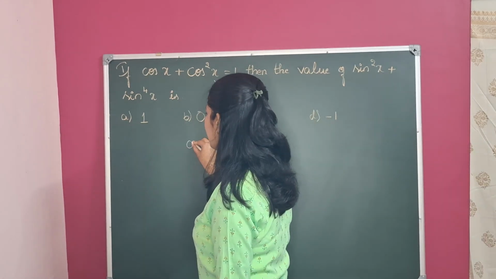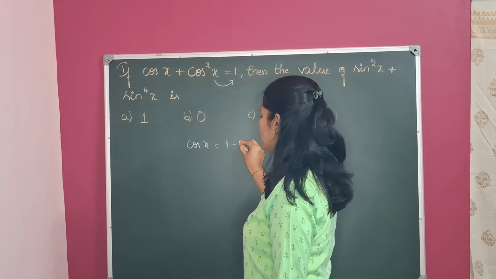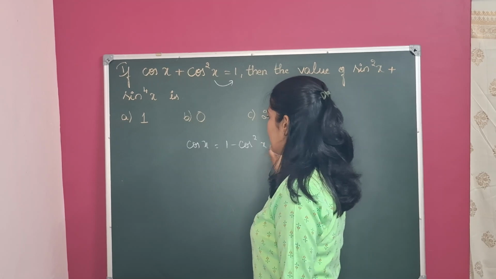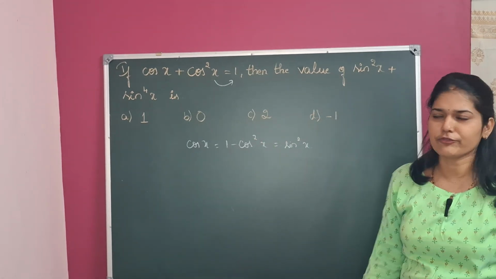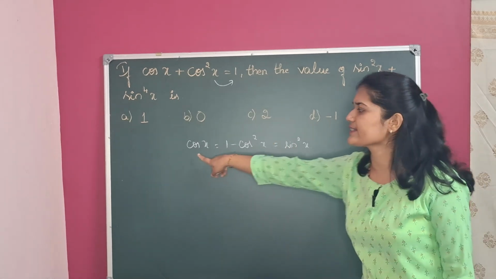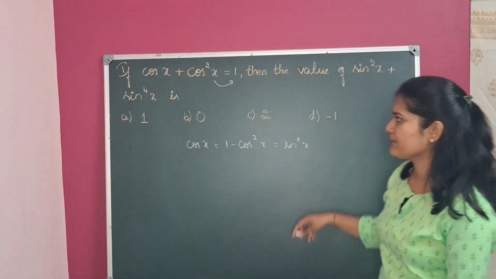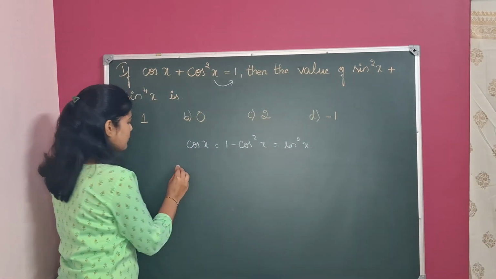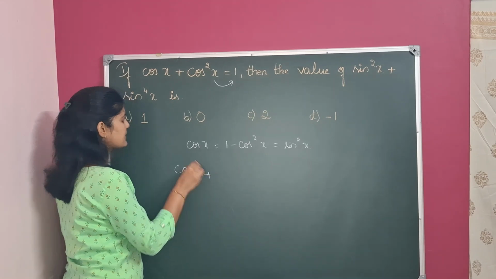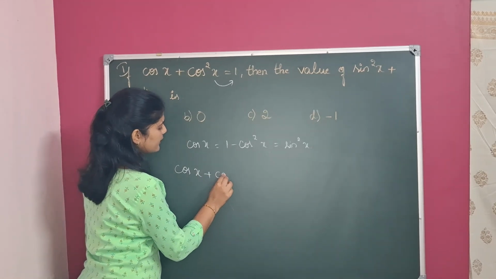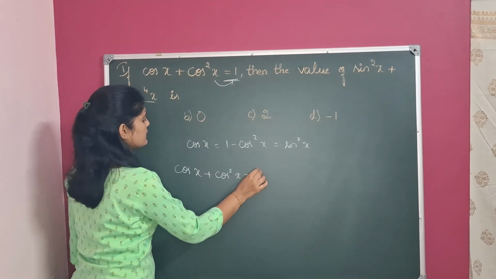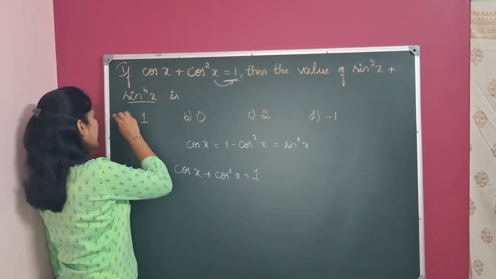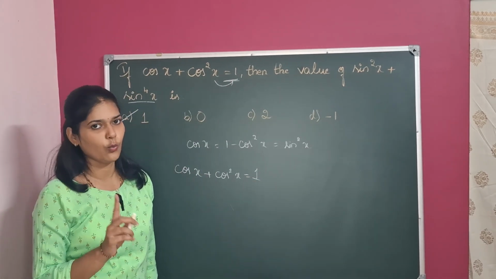Then, we get cos x is equal to 1 minus cos square x which is nothing but sin square x. Therefore, the value of sin square x is nothing but cos x. If we substitute the value, sin square x will be cos x plus sin power 4x will be cos square x which is nothing but 1 which is given in the question. Therefore, answer is option A, 1.